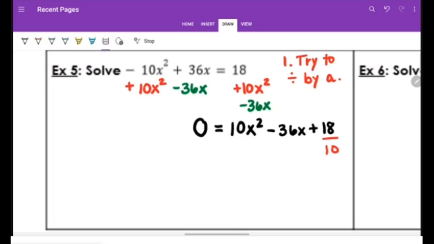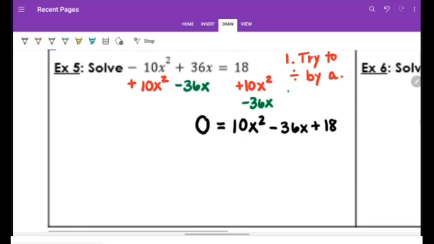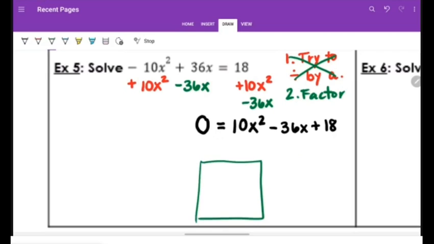So at this point, we could begin to factor. There is a little bit of a trick, though, that someone in class picked up on today. I was very impressed by this. These numbers are pretty big, 10 and 36 and 18, and we'd have a lot of options. If we were trying to factor 10 and 36 and 18, we could do 10x and 1x, or we could do 2x and 5x, plus down on the bottom right, we could have 1 times 18, 2 times 9, 3 times 6.